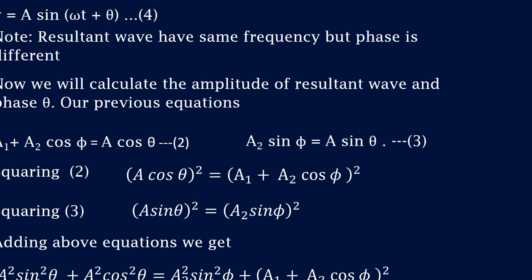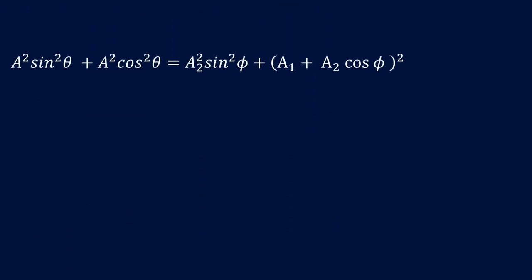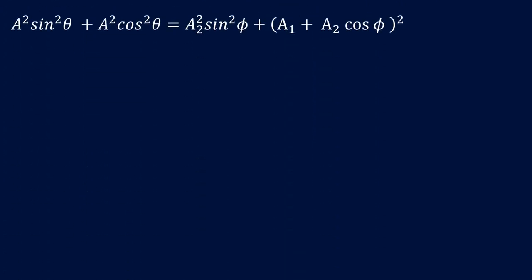Adding the above two equations, we get A^2 sin^2 theta + A^2 cos^2 theta = a2^2 sin^2 phi + (a1 + a2 cos phi)^2. What equation we have got is A^2 sin^2 theta + A^2 cos^2 theta = a2^2 sin^2 phi + (a1 + a2 cos phi)^2.